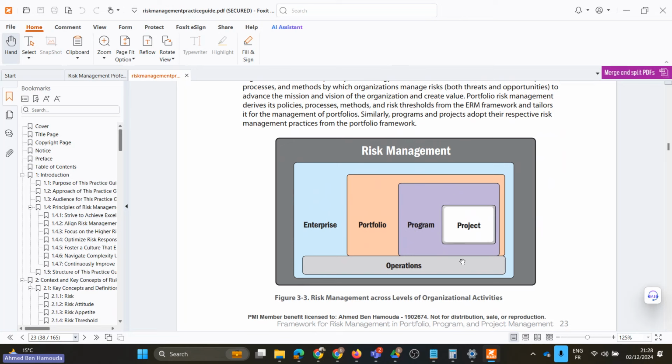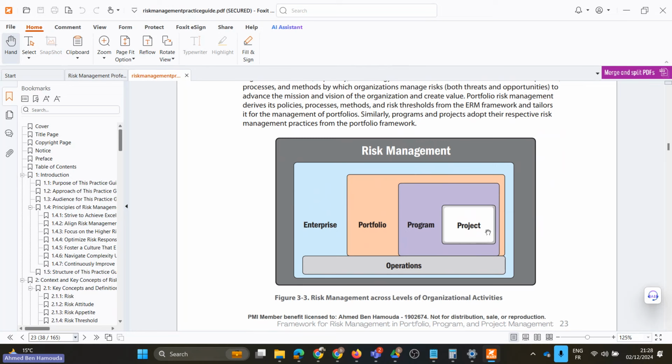Now, we cannot have a business or a company without ongoing operations. So not only do you need to distinguish between a project and an operation, but you also need to understand how to handle and manage risks, because this figure helps you understand how risk management is being done across levels and different activities in the organization.